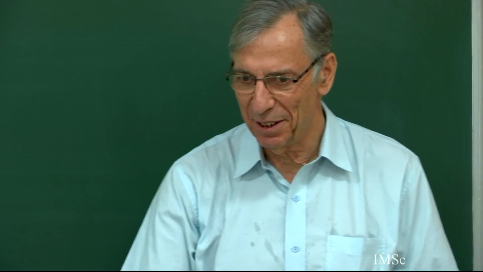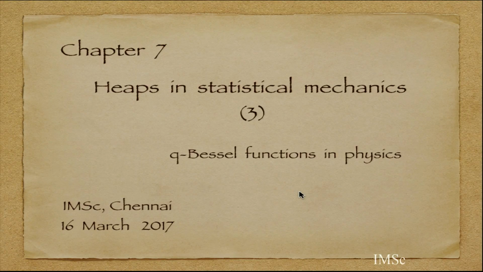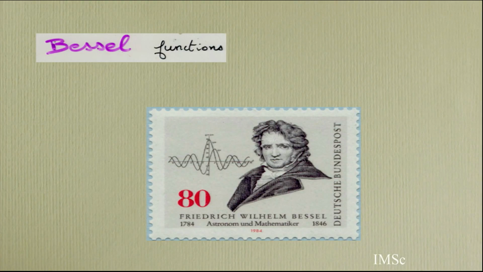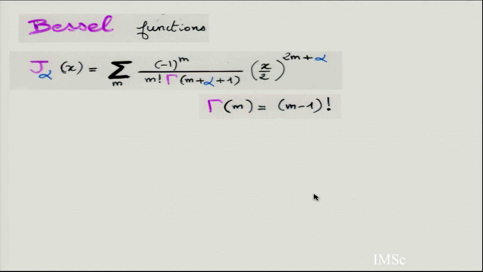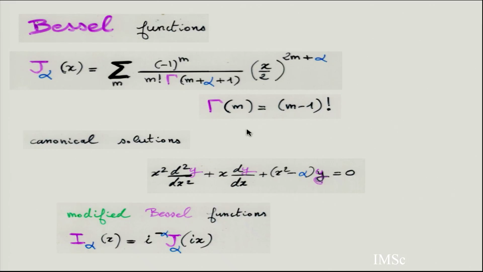This is the last part of chapter 7, the last lecture of this course, about Q-Bessel functions in physics. So, what is the Bessel function? The classical Bessel function is defined by this, and we will have m integer, so gamma of m is (m minus 1) factorial. This Bessel function is usually the canonical solution of this differential equation. And sometimes people use a modified Bessel function where there is no (minus 1) to the power m, but only plus.